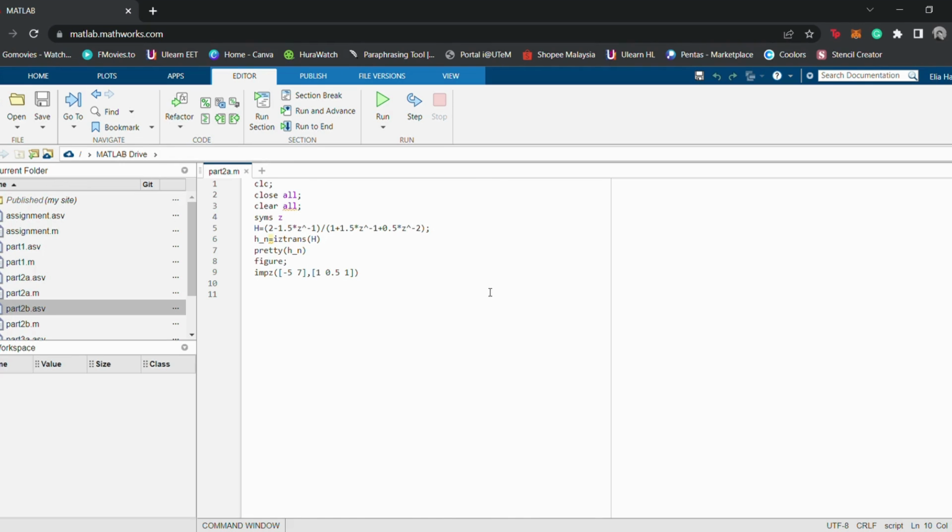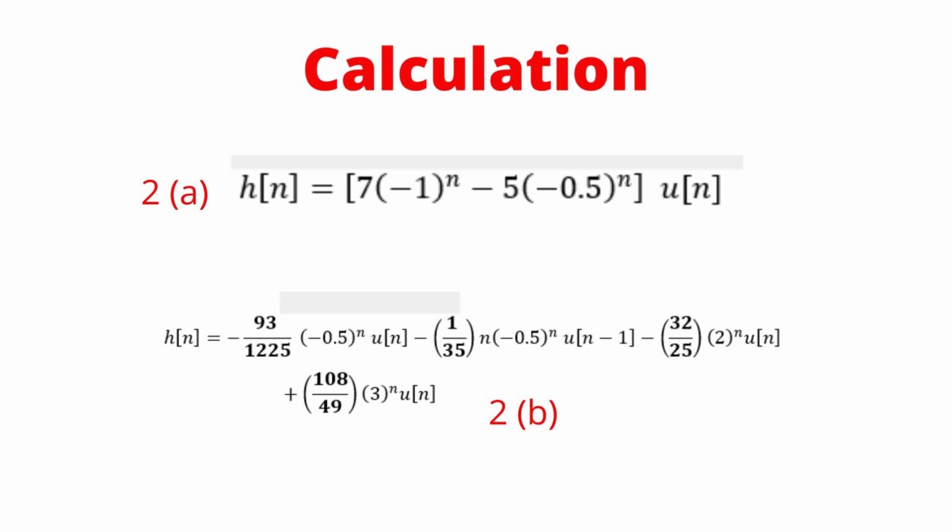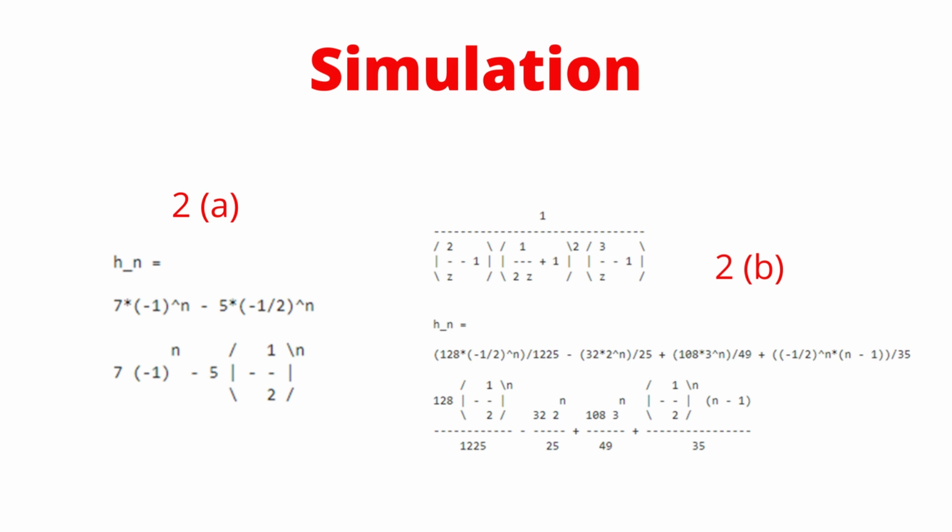The steps to find the answer in the calculation for part 2b were the same as part 2a, but the values of the calculation and simulation were different. The final value for the causal signal in MATLAB was always causal.